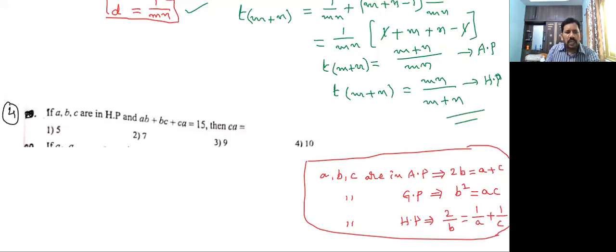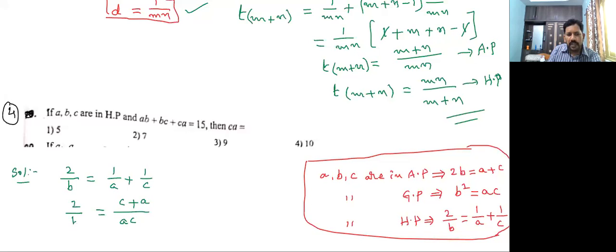Now, here a, b, c are in HP, then find ab plus bc plus ca. So a, b, c are in HP means what is the condition? 2 by b is equal to 1 by a plus 1 by c. Here do some calculation. ac, numerator will come c plus a. Here left hand side 2 by b. Okay. Now take cross multiplication. 2ac is equal to bc plus ab. Finally, we got this condition.